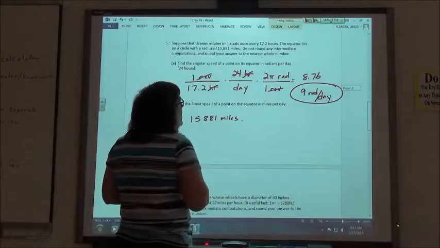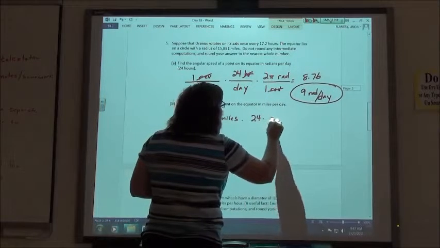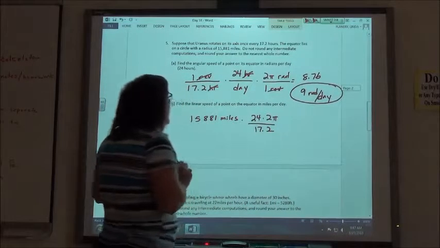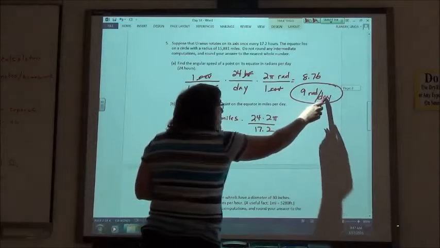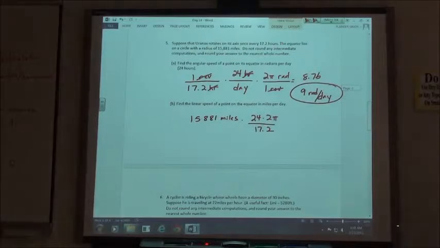But again, we want to be careful that we don't use the rounded off. So I'm going to use the 24 times the 2 pi divided by the 17.2. And that's radians per day. We want miles per day, so we've got the right units. So I'm just going to go ahead and punch that in.